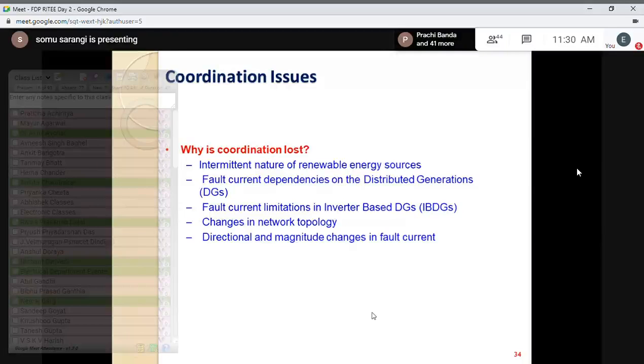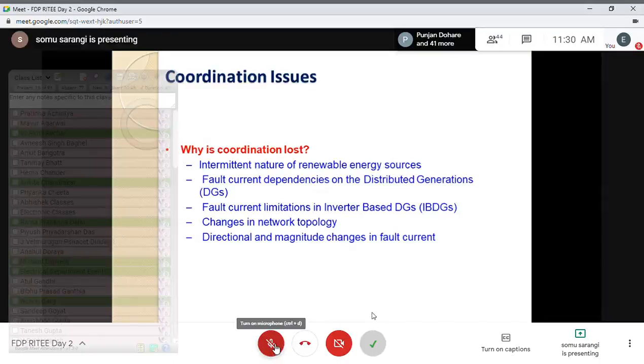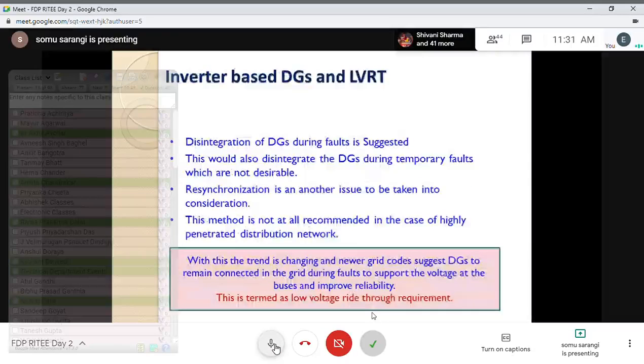So how to handle all these issues? Because we cannot avoid the penetration of photovoltaic sources in our distribution system. But if they are coming in our distribution system, then two types of operation may be possible: either microgrid operation without grid connection or with grid connection. In both the things, the fault current magnitude will change. So we have to address this issue and we have to solve all these issues. Otherwise, it is not possible.